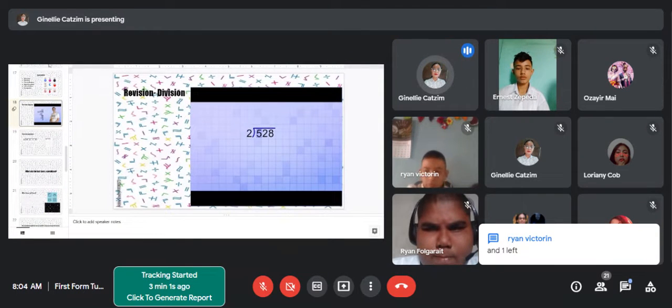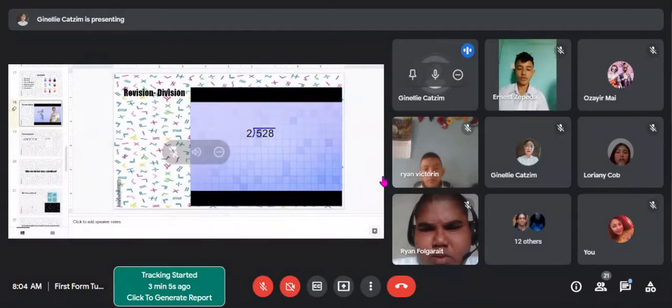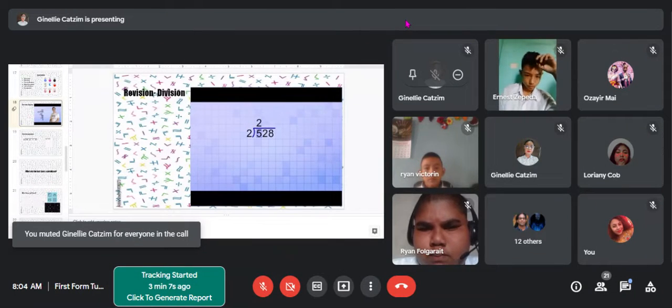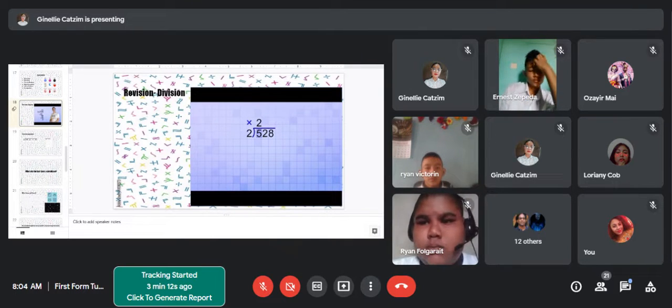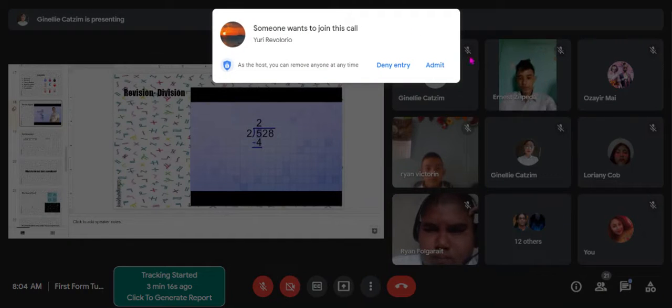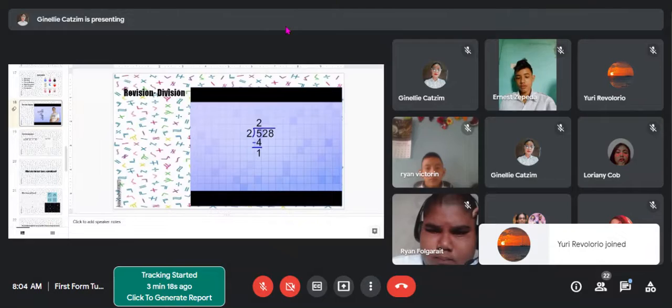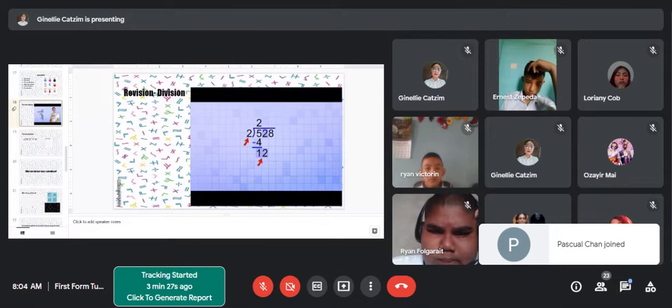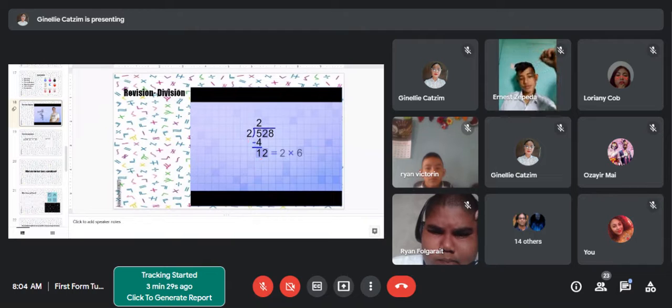Or you can think of it as how many 2's will fit into 5. And it's easy to see that the answer is 2. So we put a 2 as the first digit of our answer. Then we multiply 2 times 2, which is 4, and we subtract that 4 from the 5, which leaves us a remainder of 1. Now we move to our next digit, and we need to bring down a copy of it to combine with the remainder from the first digit. Then we ask, how many 2's will make 12? That's easy, 6. So we put 6 as the next digit of our answer.